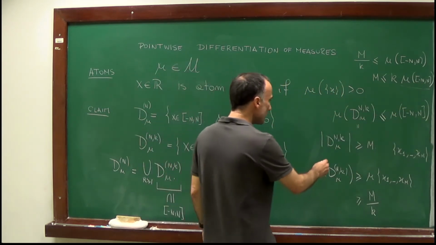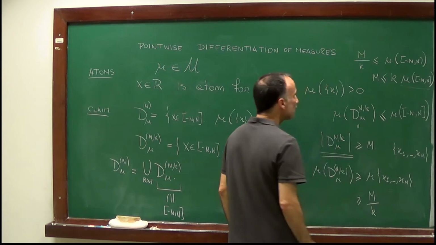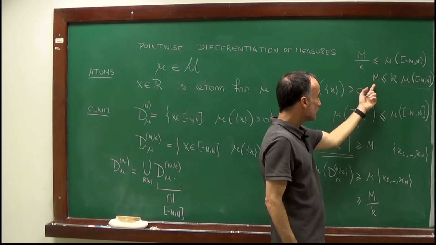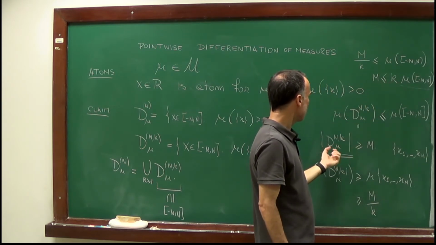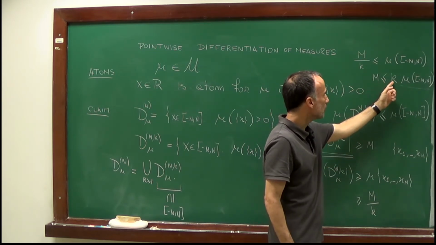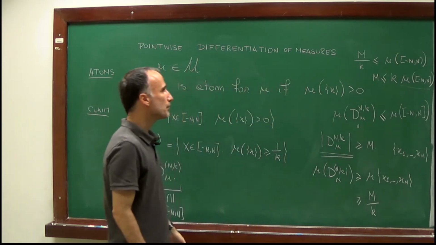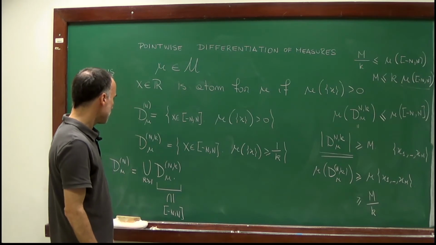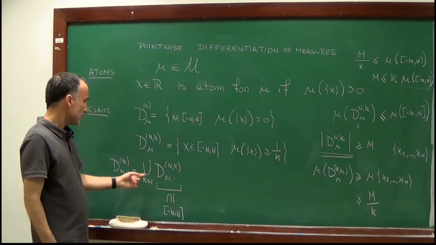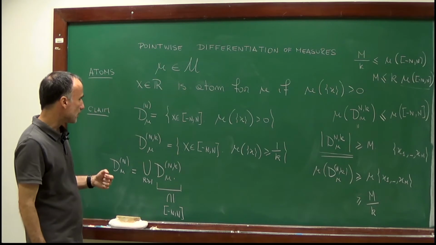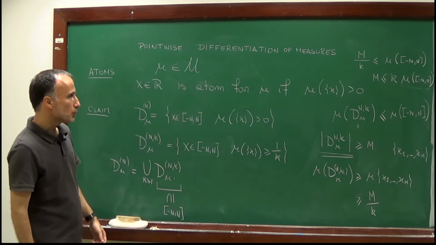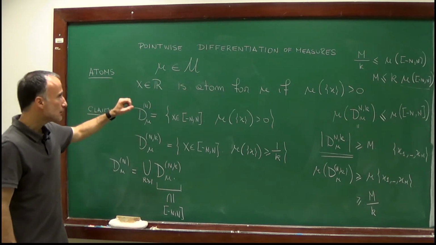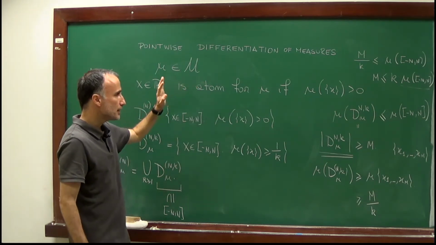So this set is actually not just countable but finite, because the total number of points of this set has to be bounded by k times mu, the measure of the interval [-n, n]. Right? So this proves that these sets are finite, and therefore that this set is countable, which is what we wanted to prove. So this shows that the set of atoms of a measure which is sigma finite is countable.